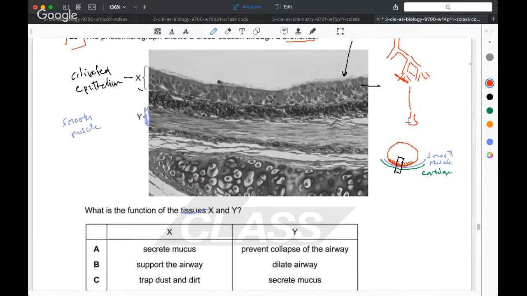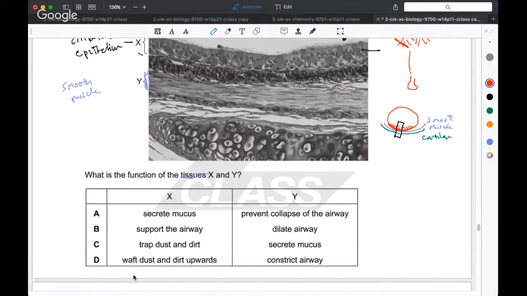And so that mucus that's being secreted by the goblet cells is being wafted by these cilia. It's being wafted up until eventually it gets up to the buccal cavity, and that means it's going to be swallowed, and that's the way in which all the dust and pathogens that have been trapped in the mucus are removed from the lungs. So the function of the tissue X is to waft dust and dirt upwards.